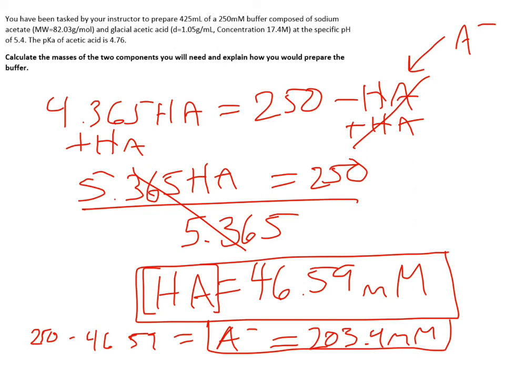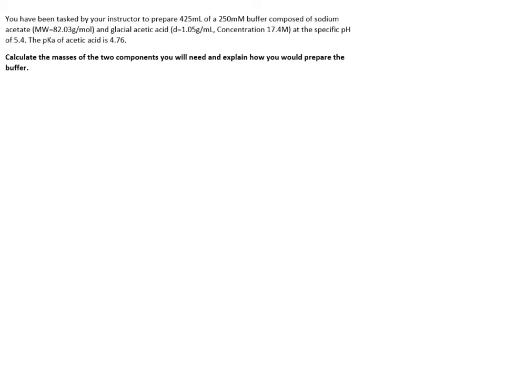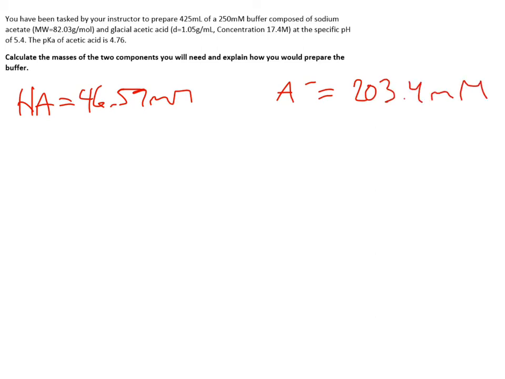Is that what this question is asking? This question is asking to calculate the masses of the two components. So we better do that. So I'm going to write this down. HA was 46.59 millimolar, and A was 203.4 millimolar. And we did that by solving two equations, two unknowns for one of them, and then getting the other from the total minus the first. So 250 minus this was this.